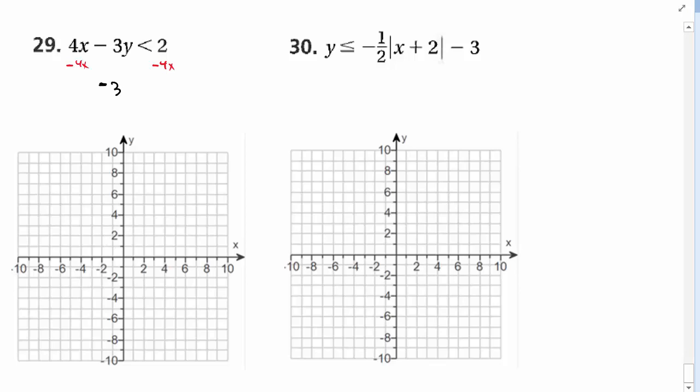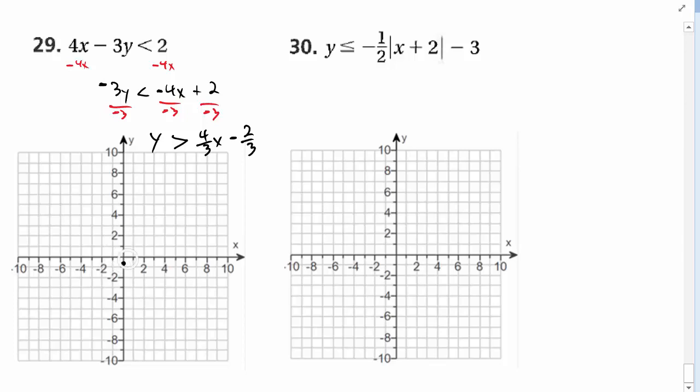I'm going to move the 4x over by subtracting 4x on each side. And then to get that in slope-intercept form means get y by itself. But, oh wait, I have to divide by -3. Since I divide by -3, it flips the inequality. So instead of it being a less than, that's why I end up with a greater than.